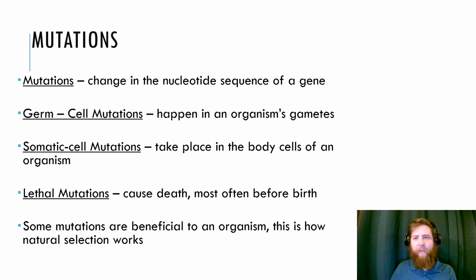All right, mutations. A lot of the discussion going forward in this class is going to be about mutations, and this is the change in the nucleotide or DNA sequence of a gene. Germ cell mutations happen in an organism's gametes, and they have to be passed on to an offspring. It doesn't happen in that organism. Somatic cell mutations take place in the body cells of an organism, and that organism lives with those mutations its whole life.